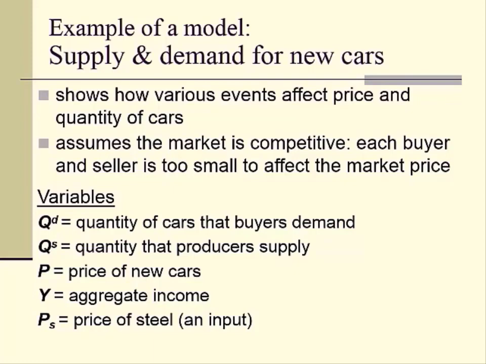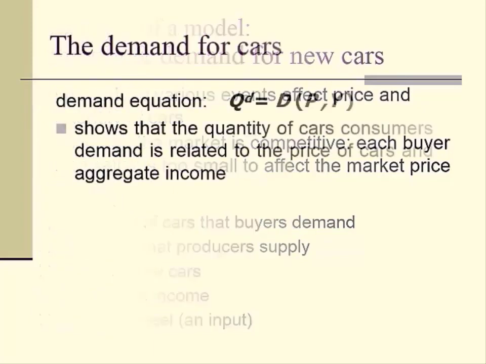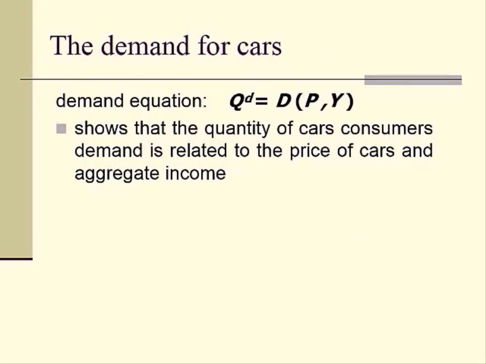And we can figure out how these variables are related using a simple model. So now we can start building the supply and demand model for new cars. And we can start with the demand for cars. And the demand function is here listed as Q superscript D is equal to D of P and Y.